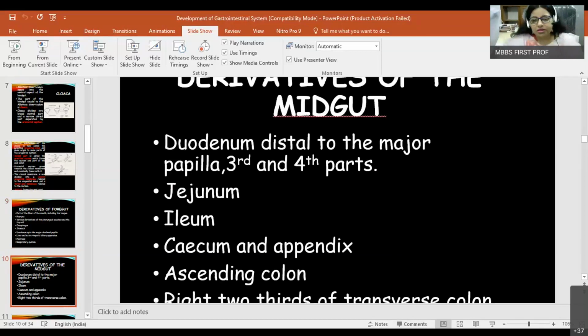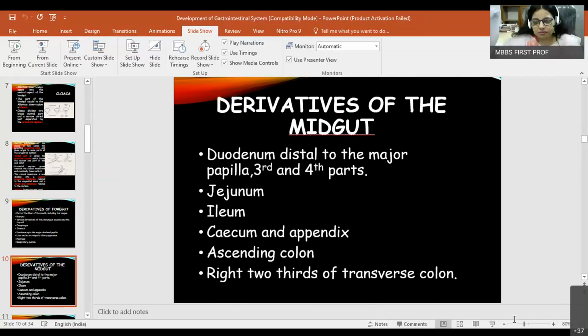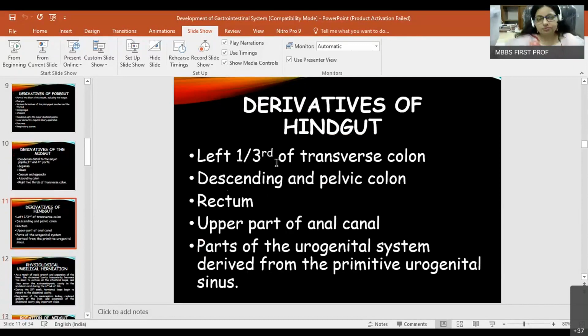Then derivatives of the midgut. Part distal to the major duodenal papilla and the third and fourth parts of duodenum, along with jejunum, ileum, cecum and appendix, ascending colon, and the right 2/3 of transverse colon. The right 2/3 of transverse colon is from the midgut, the rest of it from the hindgut. Left 1/3 of transverse colon, along with the descending, pelvic colon, rectum and upper part of anal canal, and the urogenital system, which is derived from the primitive urogenital sinus.